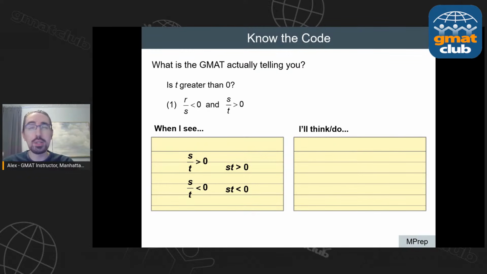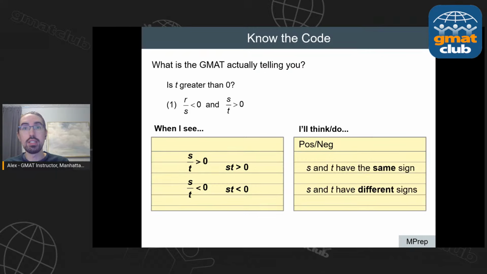And you don't want to put the whole question. You just want to put the thing that is the code. In this case, we're multiplying or dividing to get a positive or to get a negative. So when you see that, what are you thinking? Obviously on the back, you're thinking positive, negative. That's the first thing, is that I am thinking positive, negative. That's where my brain wants to go. And then for each of those options on the front, you write down, what do I know about S and T? S and T have the same sign. If they multiply or divide to be positive, they have the same sign. If they multiply or divide to be negative, they have different signs.